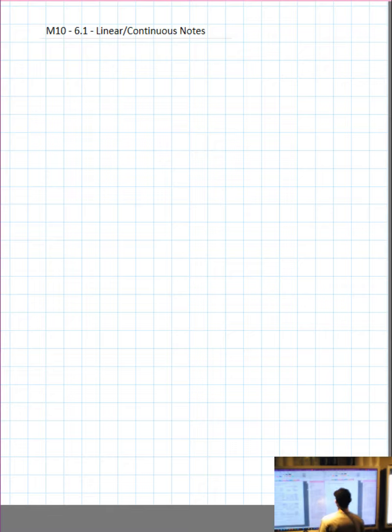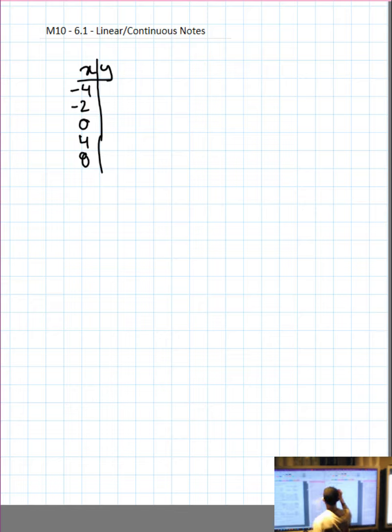Okay, so let's take a look at linear and continuous. First of all, let's take a table of values, x, y. On the x, let's say -4, -2, 0, 4, 8. And on the right-hand side, let's say 0, 3, 6, 12, 18. So this is linear if you put it on a graph and it makes a line, obviously.